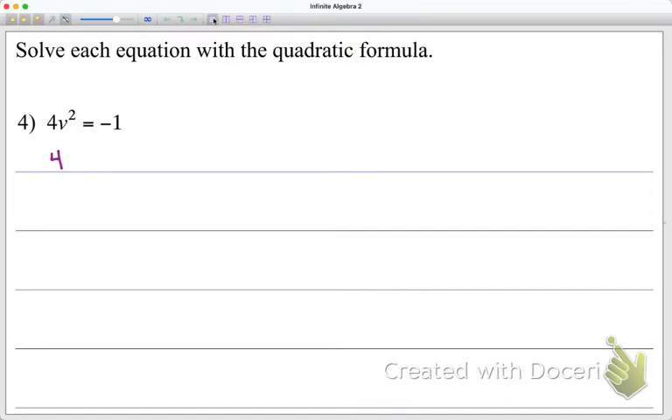So I have 4v squared plus 1 equals 0. Well, this isn't a trinomial, is it? No. Does 4v squared and 1 have any common factors I could factor out? No. So I guess I'm back to the original problem. So then I have 4v squared equals negative 1. So I'm solving for v, yes? So now what do I do?